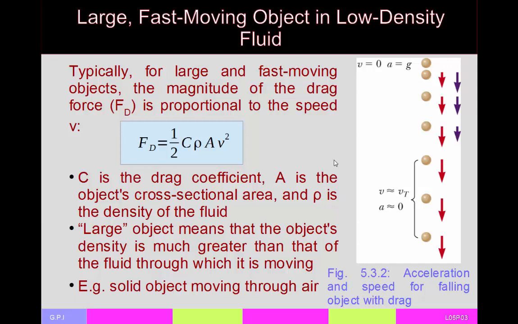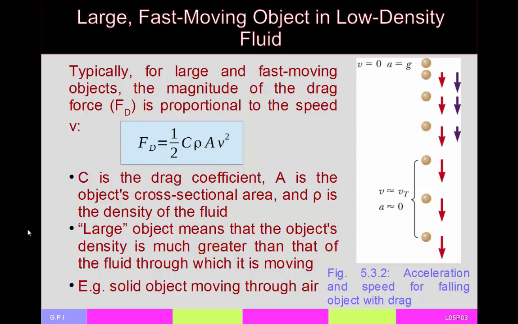And basically, what this applies to is an object which is much more dense than the fluid through which it's moving. So, for example, if you take a rock and toss it through the air, the rock's density is a lot greater than the density of the air. The rock might have a density of, say, 2,000 kilograms per cubic meter, or 4,000 kilograms per cubic meter, or so on. The air has a density of about 1 kilogram per cubic meter. So it's a very, very large difference.